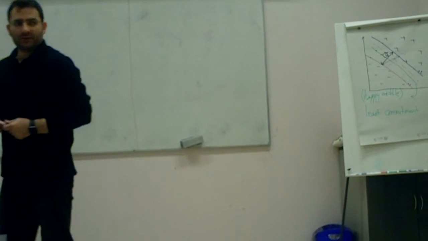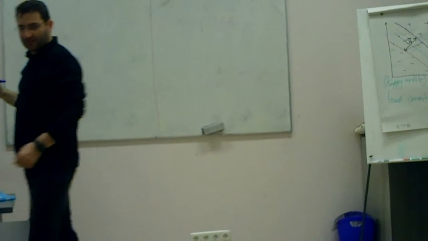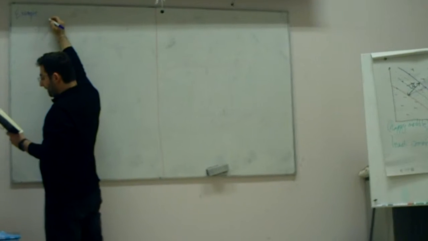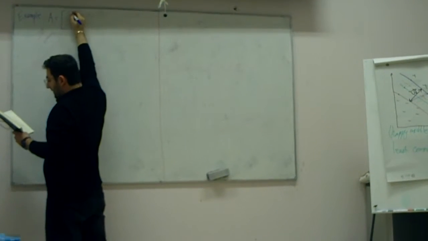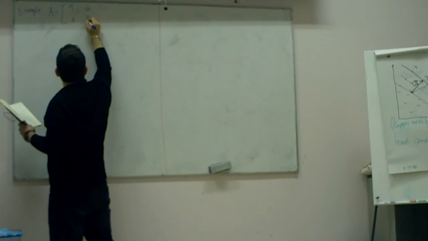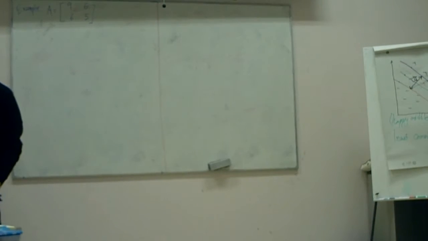On Tuesday, we stopped at an example which I asked you to please do at home. The example was checking if these matrices are positive definite, positive semi-definite, or neither. The first one was this. So is this one positive definite? Did anyone try?